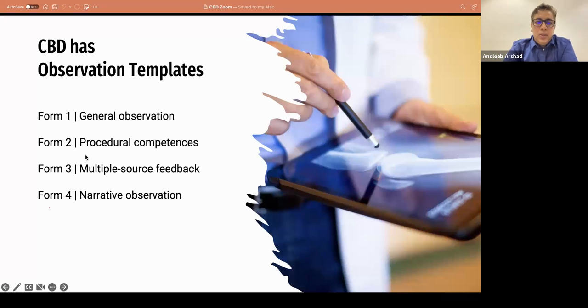So okay, now let's look at the observation templates, right? Now, this is very interesting. This is where the difference actually lies, right? We have been doing OSCEs, we have been doing mini CEX, right? So what is the difference in competency by design? How is it different from the mini CEX and the workplace-based assessments that we've already been doing?